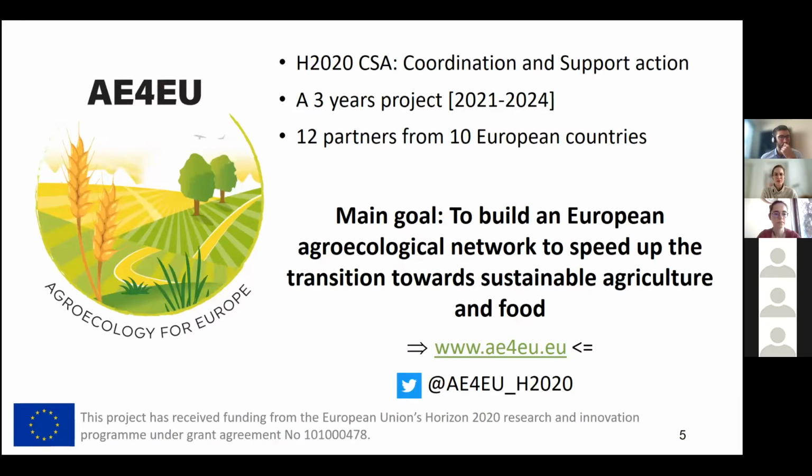So in the name of the Agroecology for You project, that's a Horizon 2020 coordination and support action project over 3 years with 12 partners from 10 different countries. One of the main goals is to build, or to support the building of, a European agroecological network to speed up the transition towards sustainable agriculture and food. Next slide, please.